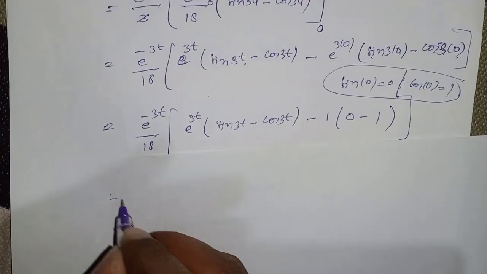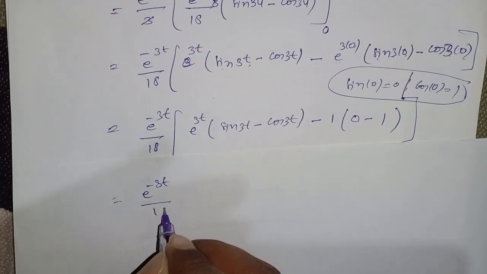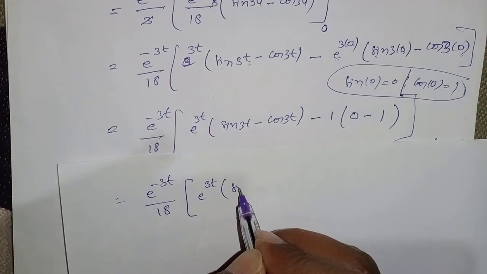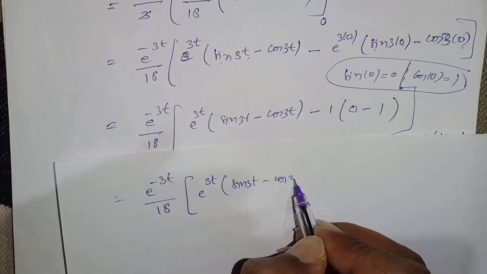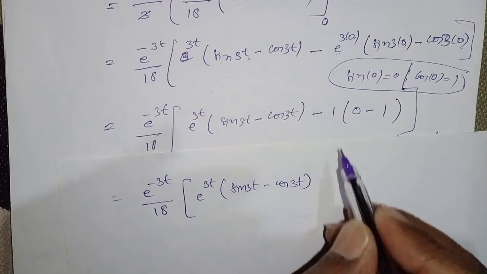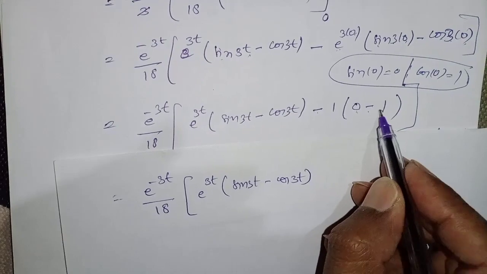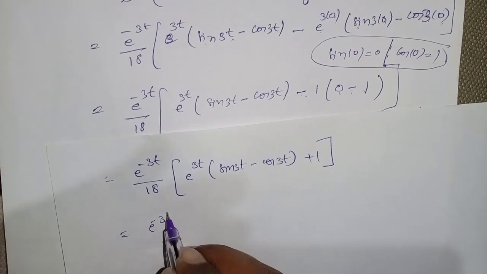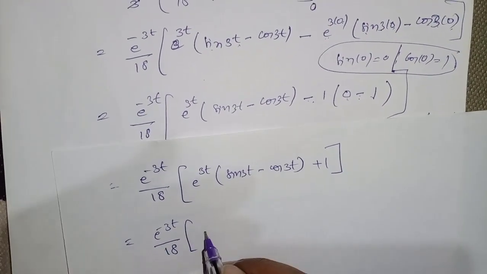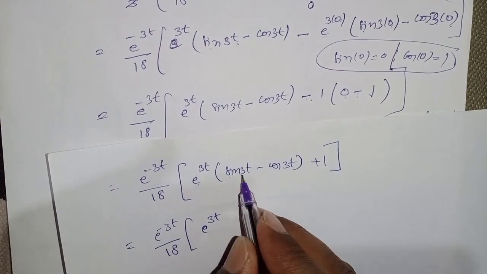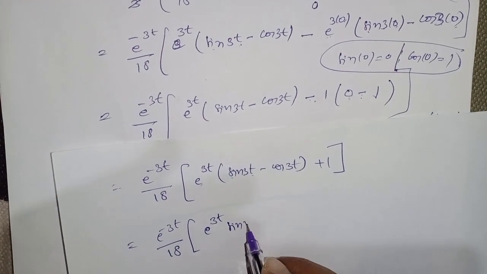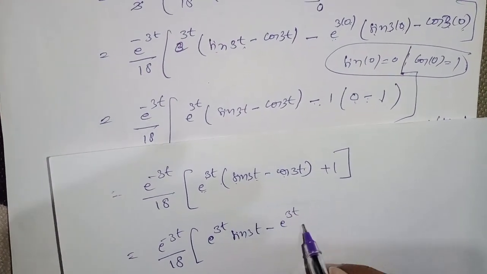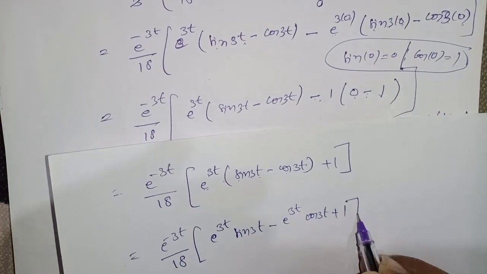Now which is equal to e power minus 3t by 18 into e power 3t into sine 3t minus cos 3t minus, see here 0 minus 1 is minus 1, minus into minus plus 1, that is equal to e power minus 3t by 18 into e to the power of 3t into sine 3t minus e power 3t into cos 3t plus 1. This is the answer.